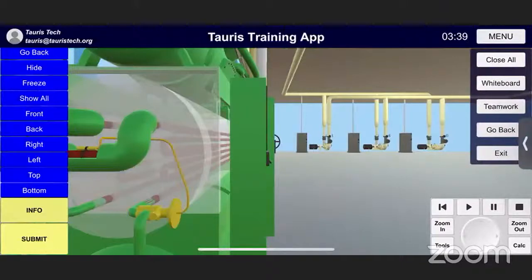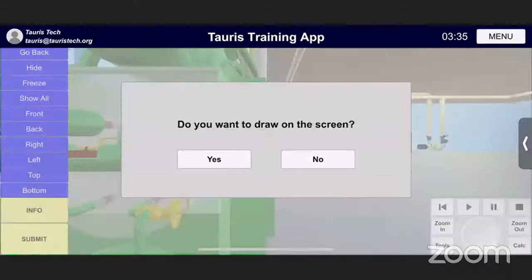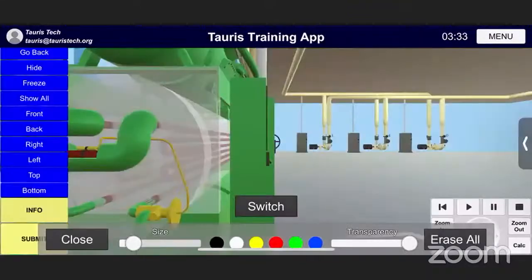So Geraldo, check this out. We just added this. Check this out. Oh, so now we can draw on the screen.